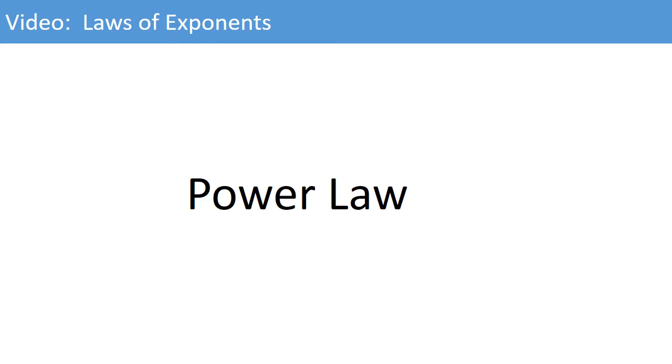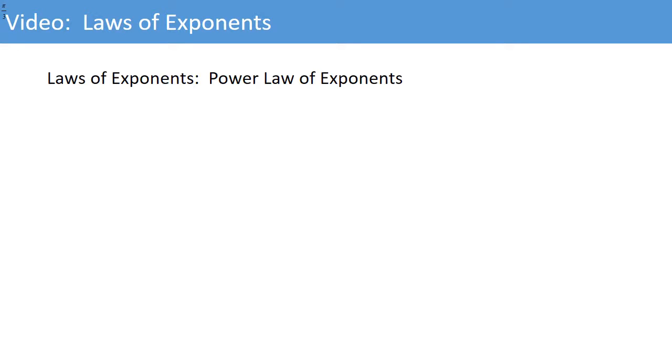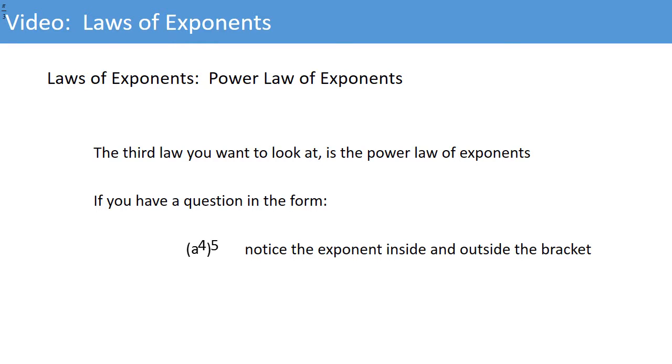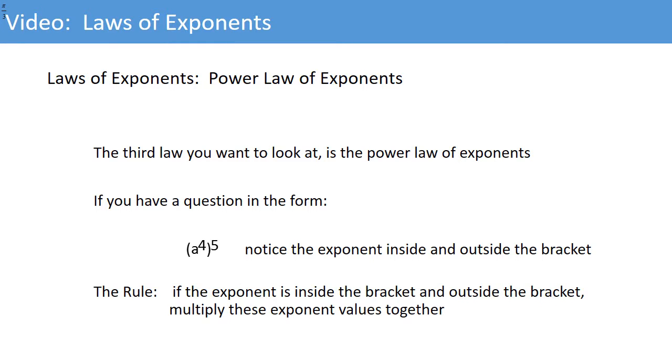The third is the power law. Now, we're going to look at a third law, the power law of exponents. If you have a question in the form bracket a to the exponent 4 bracket to the exponent 5, what does this really mean, and how do you solve for this? Notice the exponent is inside and outside the bracket. The rule: if the exponent is inside the bracket and outside the bracket, multiply these exponent values together.